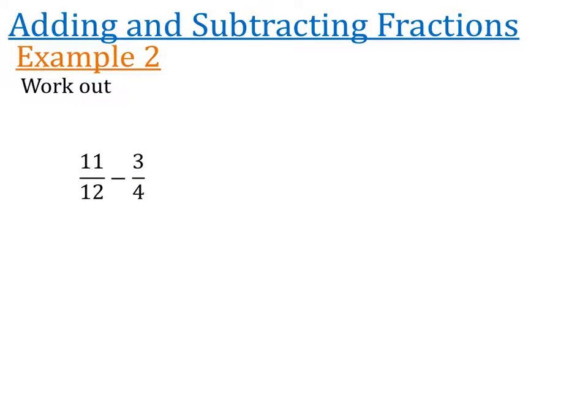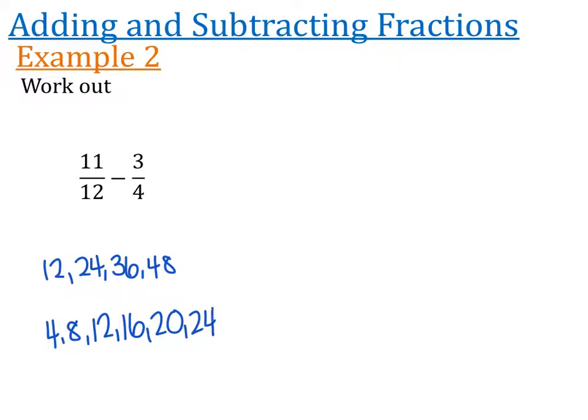In this question, we're going to do the same thing, except we're going to try to subtract. So we've got 11/12 take away 3/4. We need to find out what 12 and 4 have in common. So we start by writing out their times tables: 12, 24, 36, 48, and 4, 8, 12, 16, 20, 24.